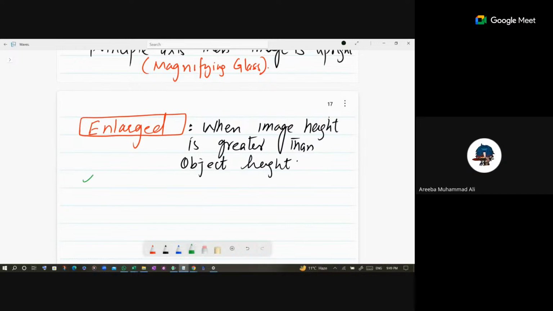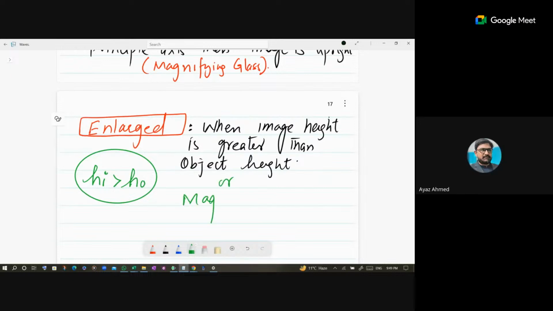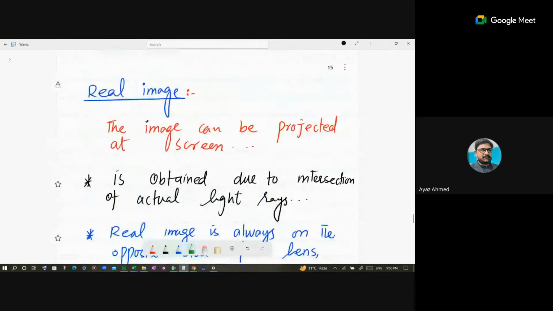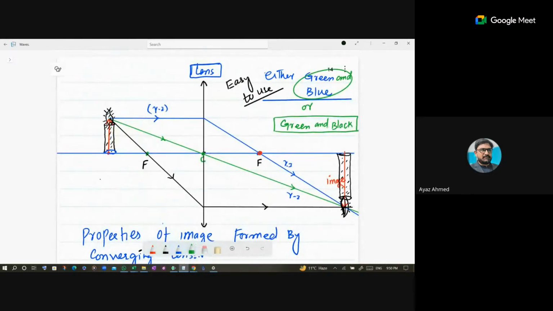Sir, I don't understand what you're asking. Okay, I'm saying that if the height of the image is greater than the height of the object, you will call it an enlarged or magnified image. Is it? Got it? Yes. Okay, so the candle I have drawn in my first diagram, is it magnified, I mean enlarged, or not?